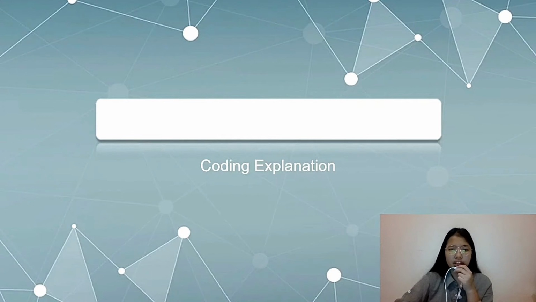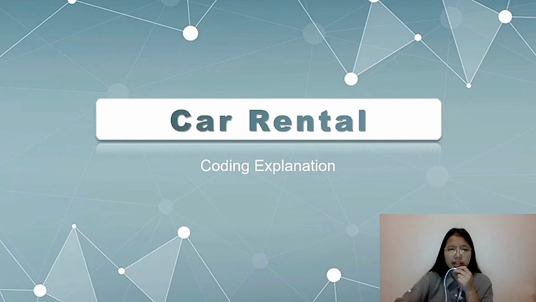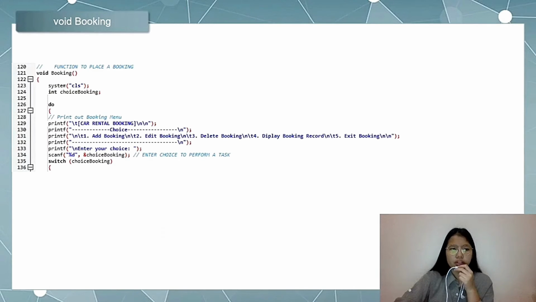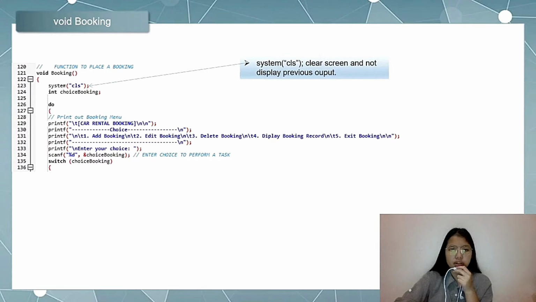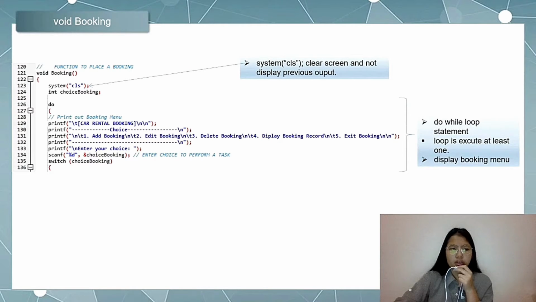Hi, my name is Vieni Kamali and I will present our project called Car Rental and I will explain the coding. This is the function to place a booking. System CLS clears the screen and does not display previous output. This function is in choice booking.